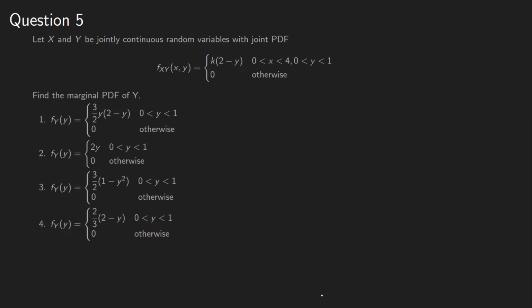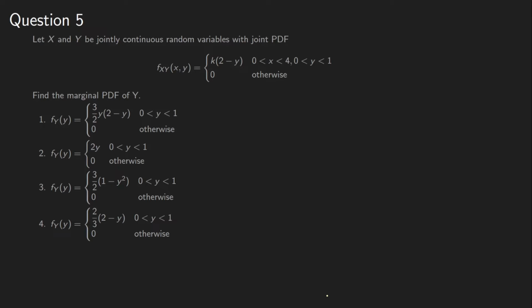So coming to the fifth question, let x and y be jointly continuous random variables with joint PDF fxy at x comma y given as k times 2 minus y, where x falls in the range 0 and 4 and y falls in the range 0 and 1, and the PDF is 0 otherwise.